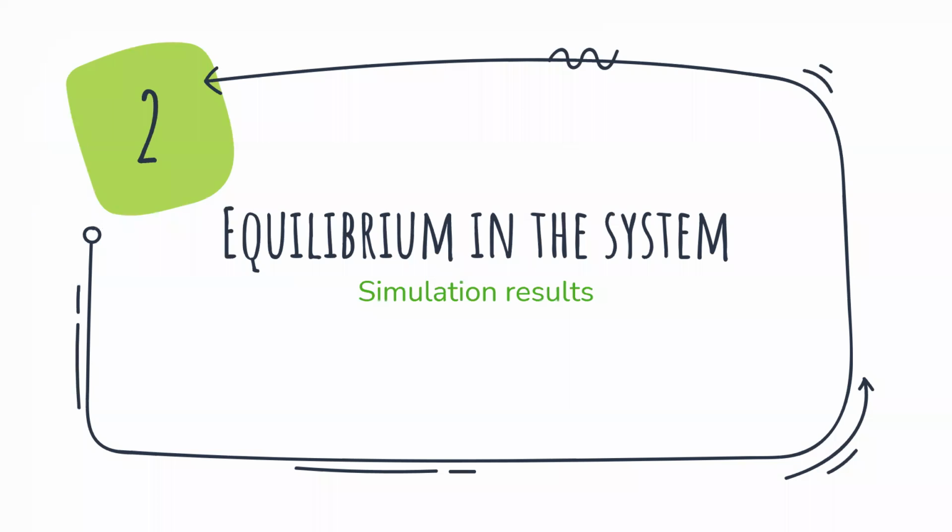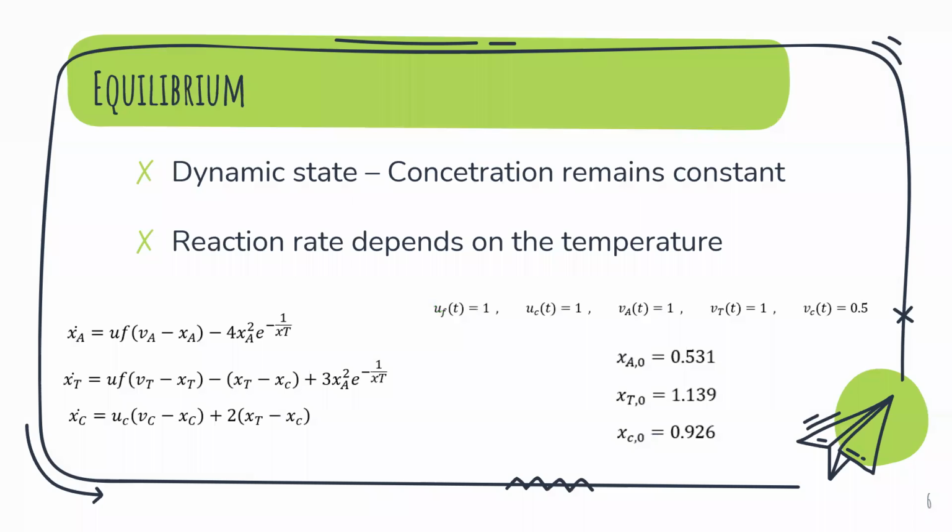Now talking about the equilibrium in the system. Equilibrium is a dynamic state where the concentration of reactants remains constant. This means that they may not be equal, but they are not changing throughout time. Considering that the reaction depends on the temperature and using the mass and energy balance of the system, we get the following model, after normalizing variables and using particular values for the parameters.